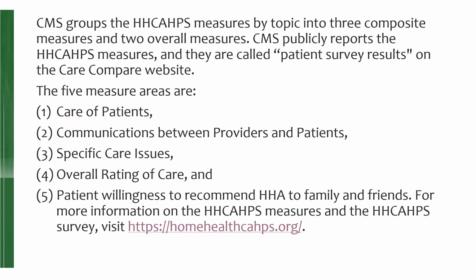CMS groups the home health CAHPS measures by topic into 3 composite measures and 2 overall measures. CMS publicly reports the home health CAHPS measures and they are called patient survey results on the Care Compare website. The 5 measure areas are care of patients, communications between providers and patients, specific care issues, overall rating of care, and patient willingness to recommend home health agency to family and friends.